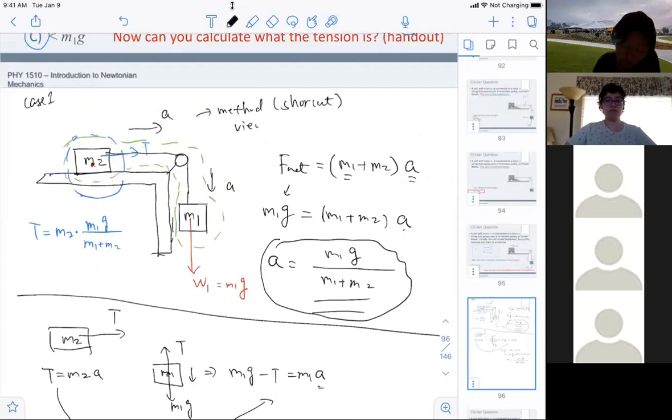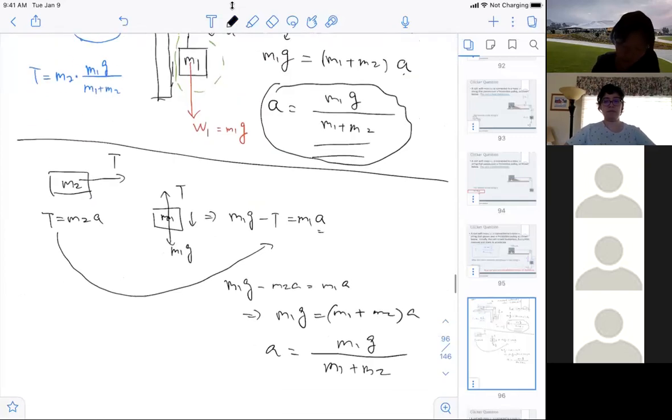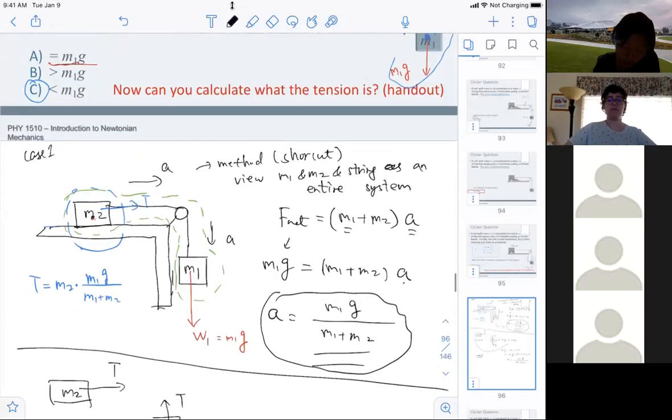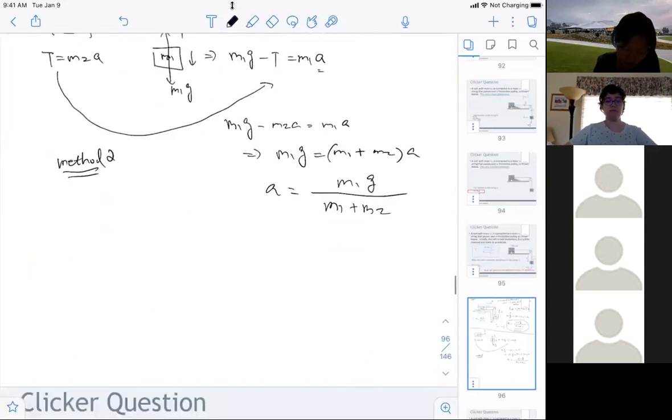So this is viewing M1 and M2 as an entire system. Okay, so this is another method. There are two methods, method 1 or 2, where you view M1 and M2 separately. Does it make sense?